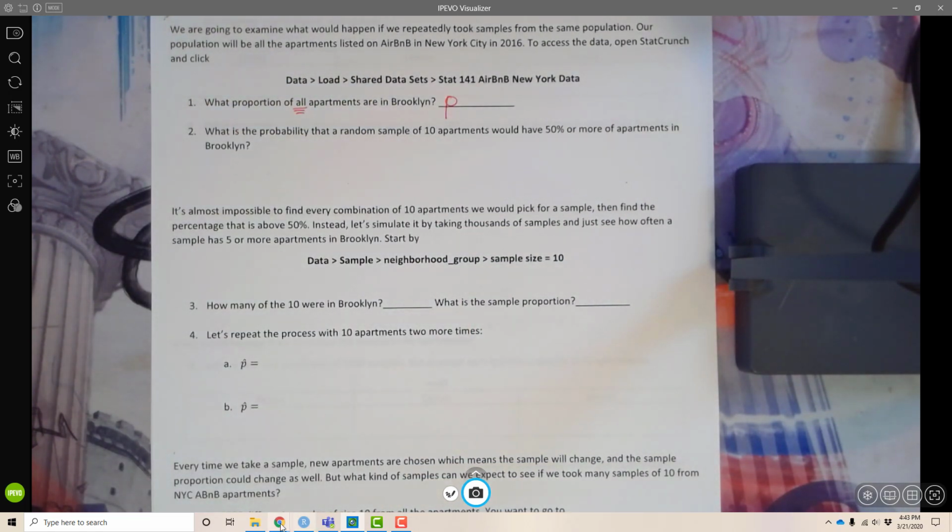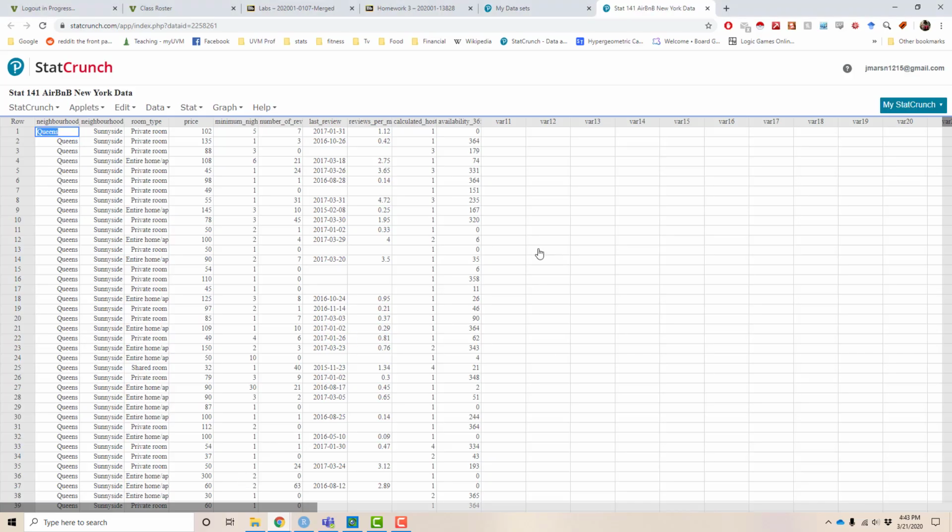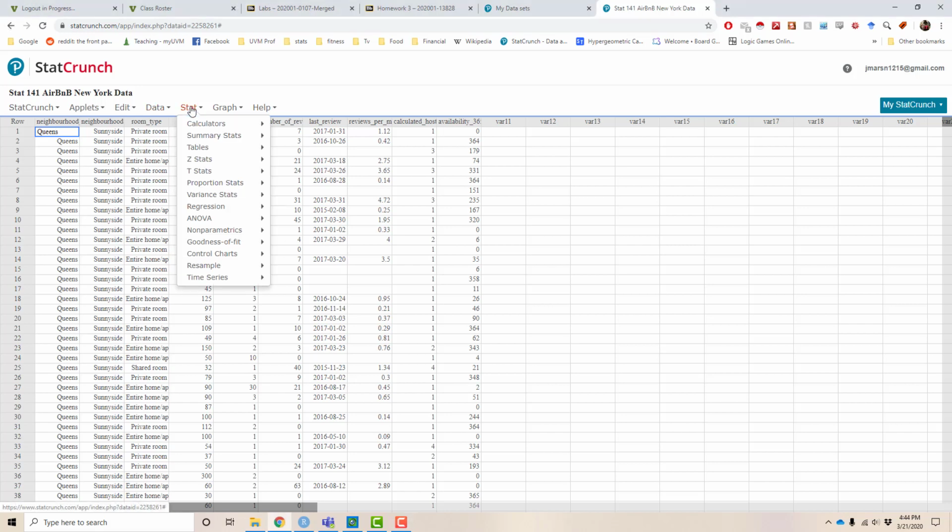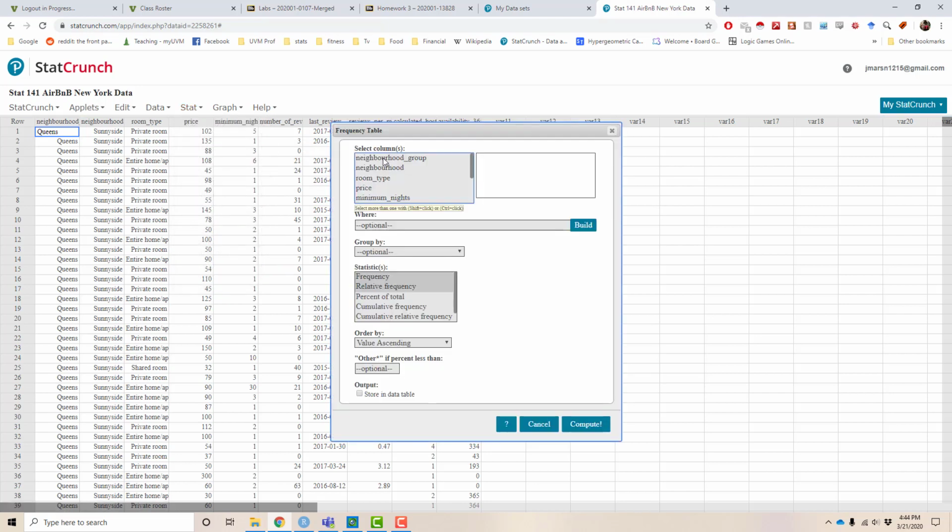We're going to go back to StatCrunch and find what proportion of all of the apartments happen to be located in Brooklyn. We go to Stat, Tables, because we're dealing with a categorical variable, and Frequency. We want to look at the neighborhood group. It's going to give us the frequency and the relative frequency. The frequency is the count, the actual number of apartments located in Brooklyn, and the relative frequency is going to give us that proportion we're looking for.